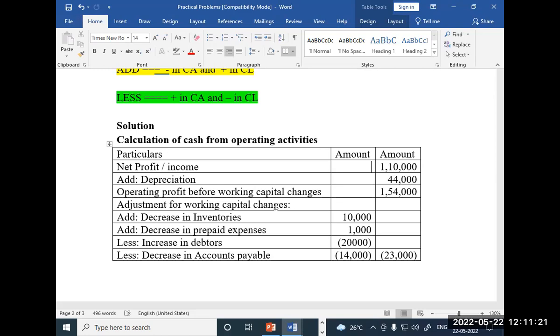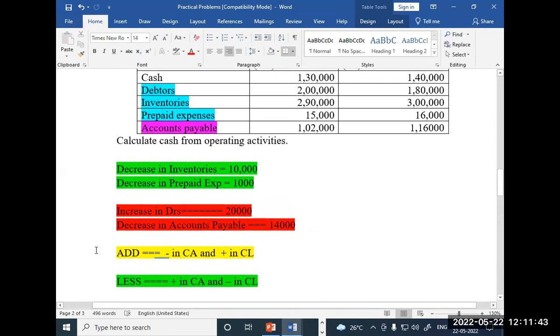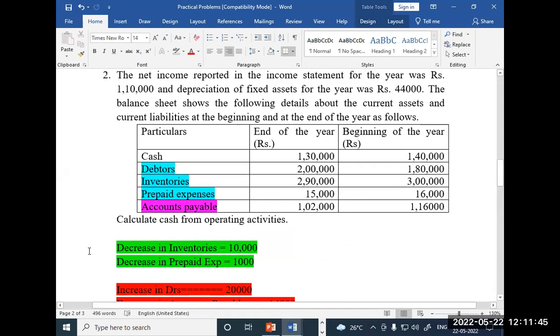Then I have to account for working capital changes. Adjustment for working capital changes. Now we look at the question. There are some assets and liabilities given. Current assets and current liabilities are given. Look at the question. Cash balance, we need not touch. Cash only is the starting point in the cash flow statement.